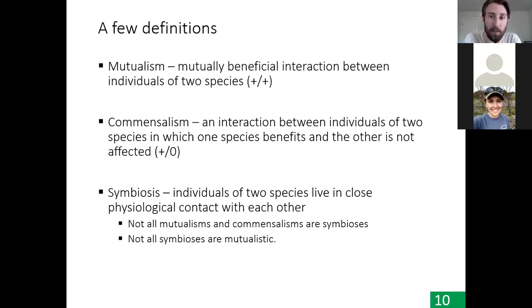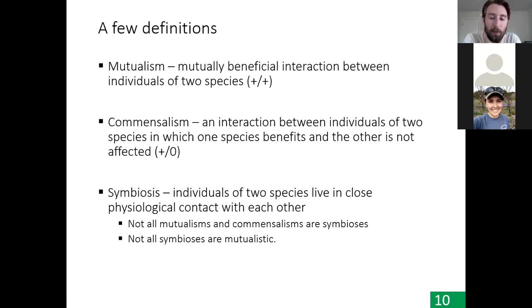Often mutualisms and commensalisms are symbioses, which means that the individuals of the two species are living in very close contact with each other, physiological contact. Often one organism is living inside of the other. So that's a symbiosis, when you've got this really strong interaction that results in the organisms kind of always living together.